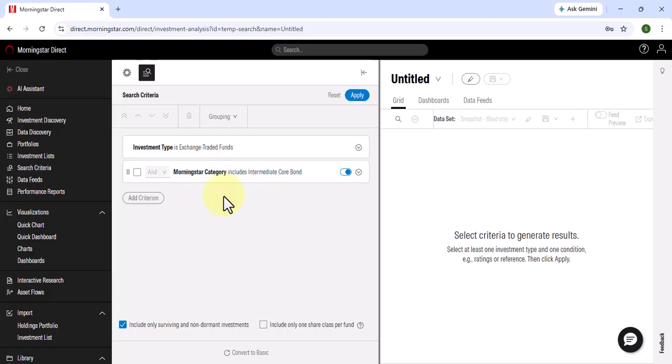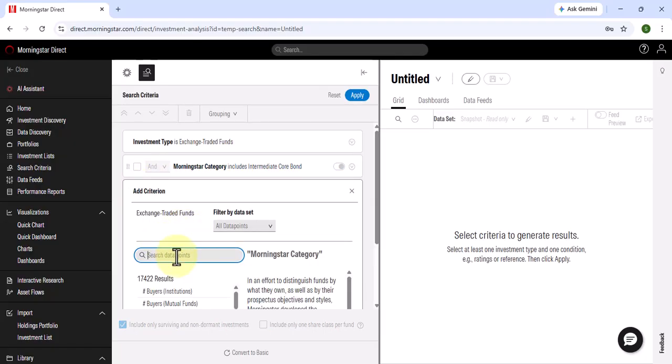So I've got exchange traded funds, intermediate core bonds. There's two more categories I want to add. The first is actively versus passively managed. I'm going to put in here actively.